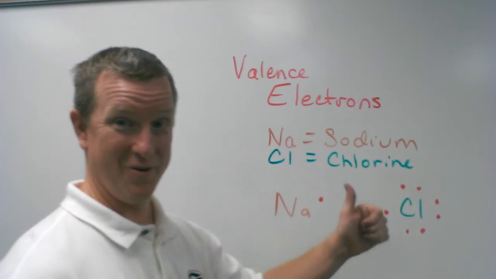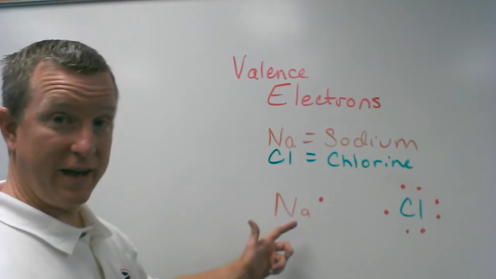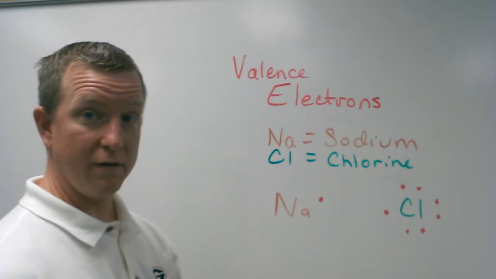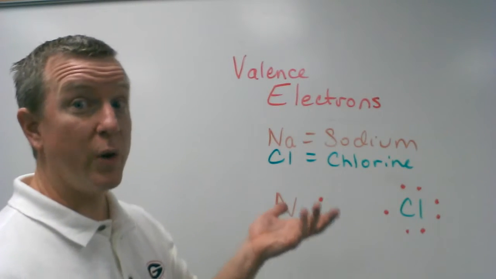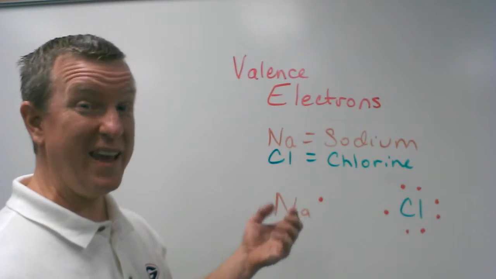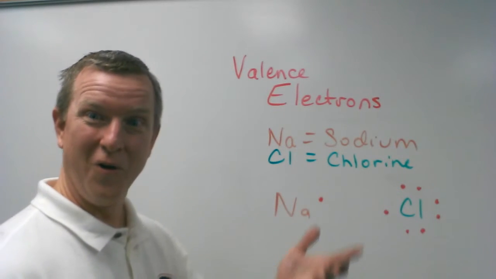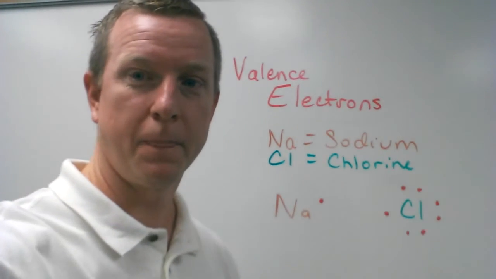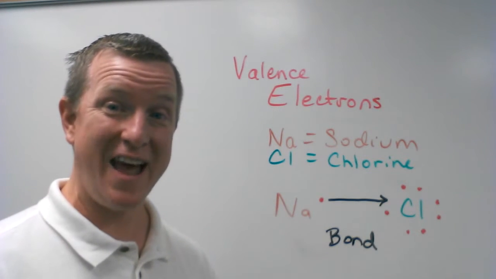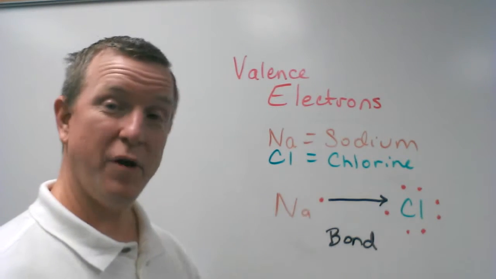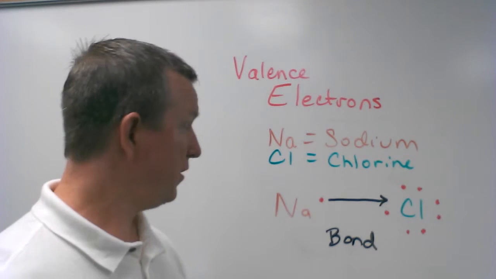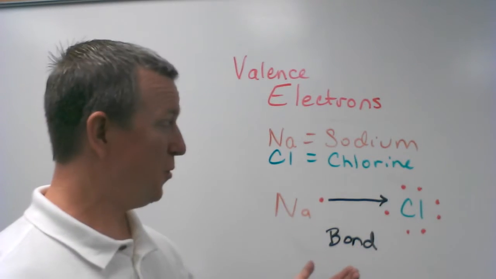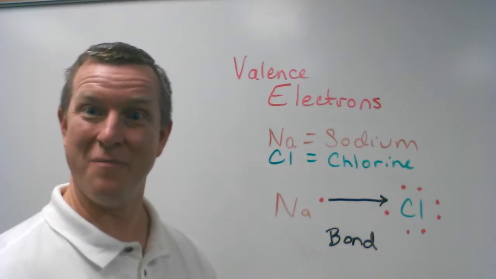Full outer shell, we're happy. This electron right here is gone. The outer shell is empty, so it disappears. Outer shell is the one on the inside. It's full. We're happy. Everybody's good. So now that everybody's happy, we've moved that electron over. Full, full. We've made a bond. And that makes us happy.